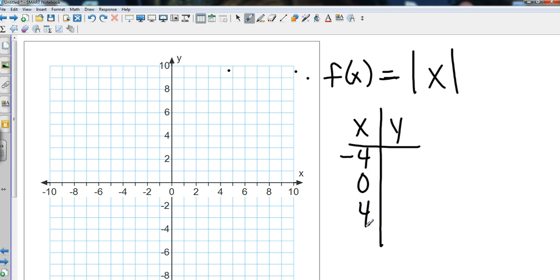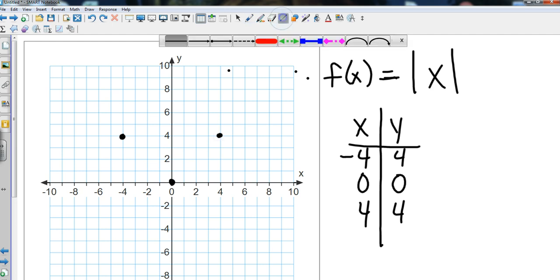So what's the absolute value of -4? Well, that would be 4. Absolute value of 0 is just going to be 0. Absolute value of 4 is 4. So let's put those on there. We've got -4, 4, 0, 0, and then 4, 4. And so that gets us all of our absolute values. Okay, and so that's the absolute value of x.